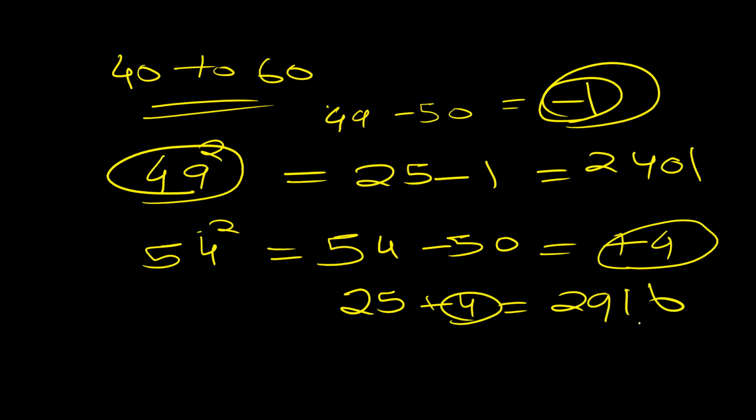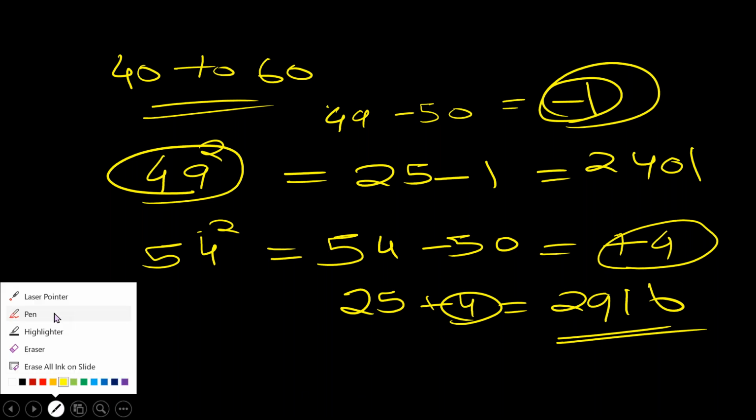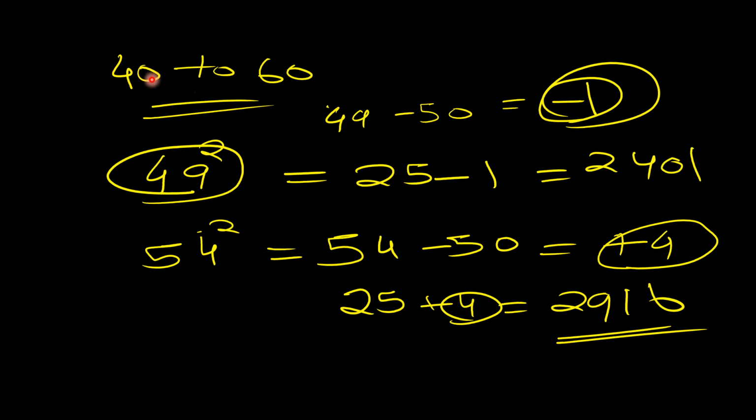So 4 square is 16. So my answer is 29, 16. So let me do it, sir. Let me explain this once again so that you will be getting a clear idea on this. So I'm using a laser pointer.